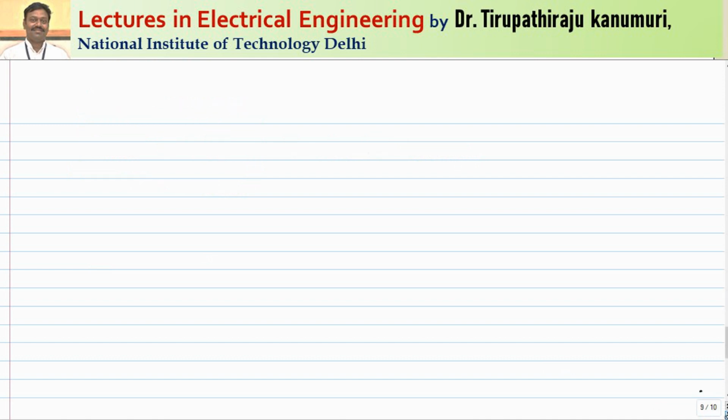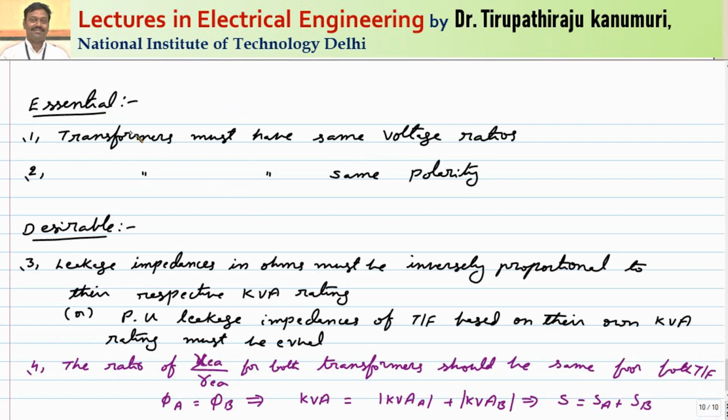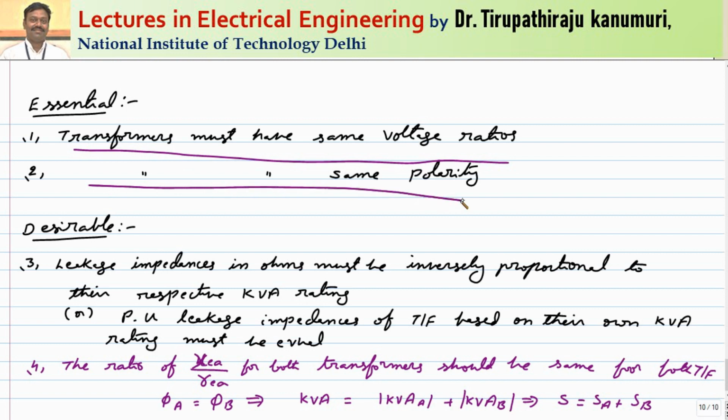So let us try to summarize what we have seen today. We have seen that the essential condition for the transformers is that they must have the same voltage ratios and they should have the same polarity. So how will we test the polarity of the transformers? Let us take for example, one transformer is connected like this. There is a second transformer, whose primary is connected. Primaries are already connected. Now coming to the secondaries, let us assume this transformer is the first one.